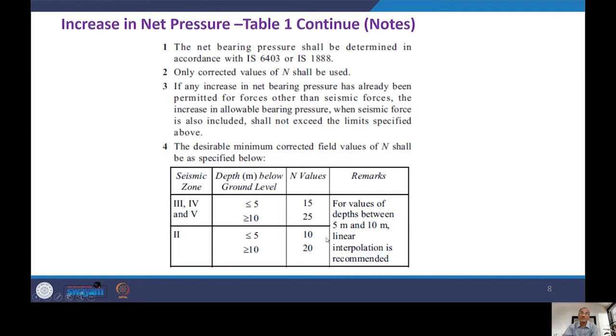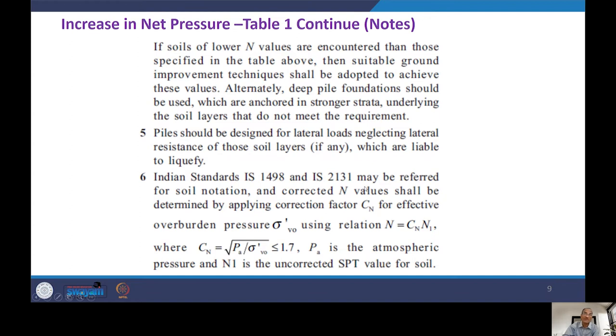But suppose these N values are not available, and soils of lower N values are encountered at the site in these tables, then suitable ground improvement techniques shall be adopted to achieve these values. Alternatively, deep pile foundations should be used, which are anchored in stable strata underlying the soil layers. Piles should be designed for lateral loads, neglecting lateral resistance of those soil layers which are liable to liquefy. If the piles are passing through the liquefiable soil layers, then while determining the load carrying capacity of the pile, those liquefiable layers should be neglected.